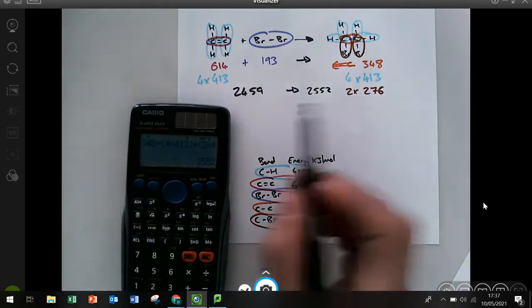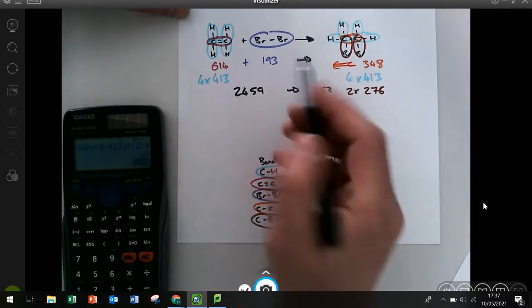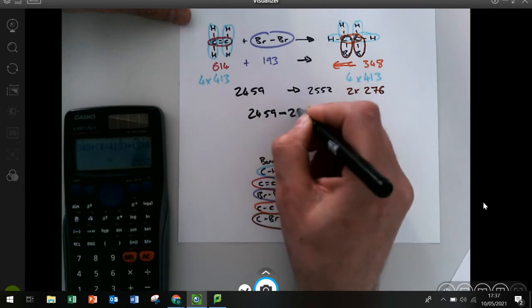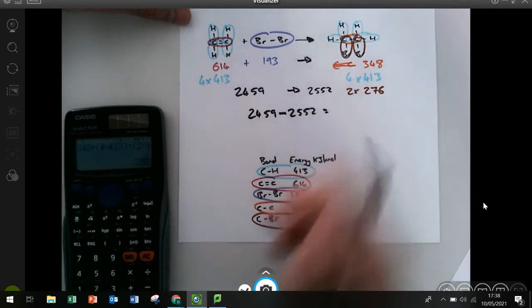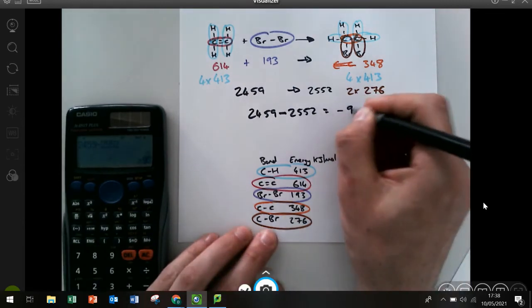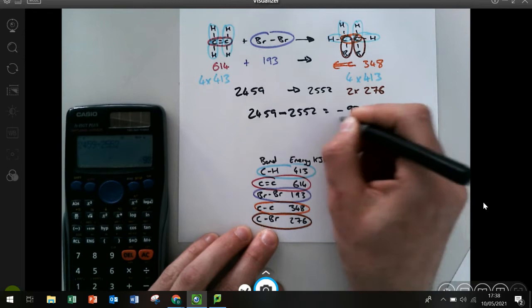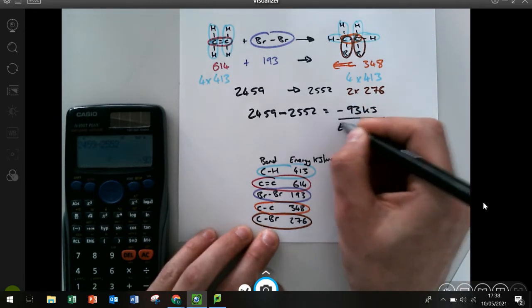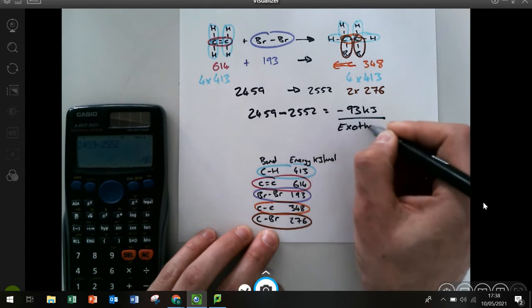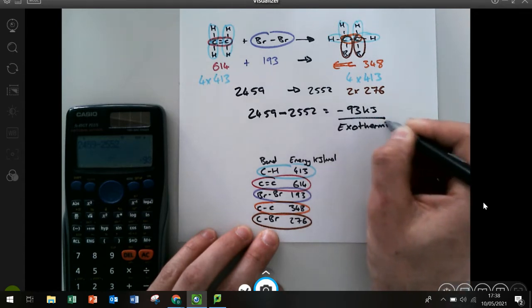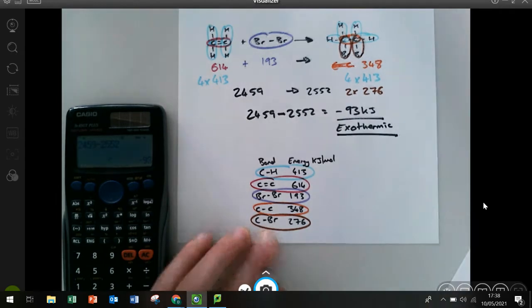2,552. I need to work out my energy change. So I do what I started with minus what I end with. And that will give me minus 93 kilojoules. So that's the energy difference. And the minus sign shows that we're getting energy out. So it's an exothermic reaction.